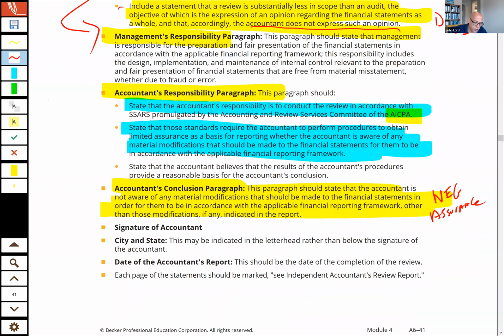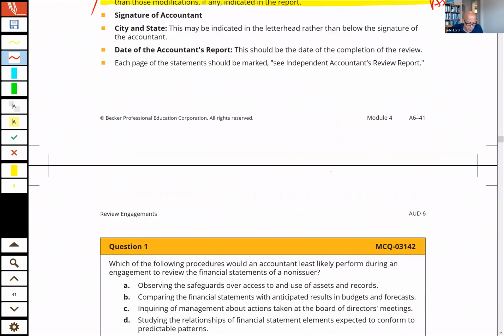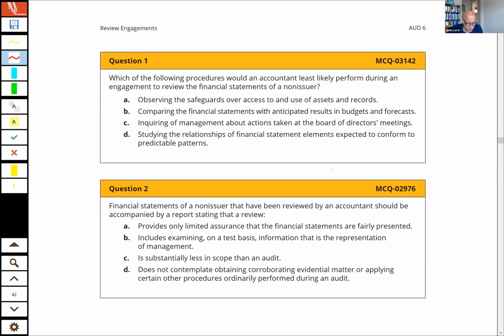Okay, so make sure you flashcard, guys, these key elements of the requirement to communicate in the review report. Note, guys, this conclusionary paragraph just put down here is not an opinion. We don't give an opinion. It's a negative assurance. That says not an opinion. Okay, good. Let's go ahead and let's take a look at a couple questions.